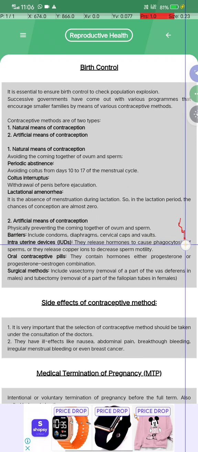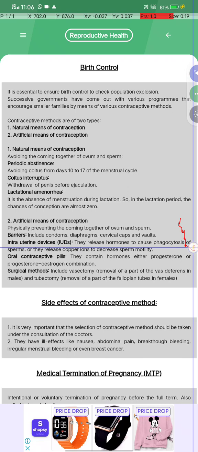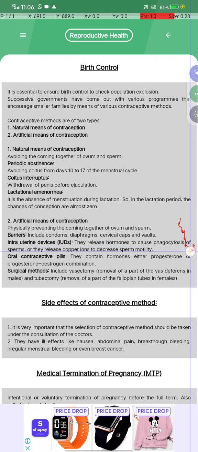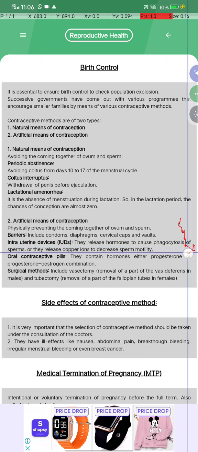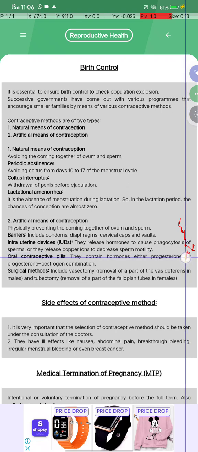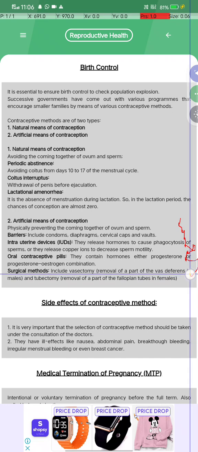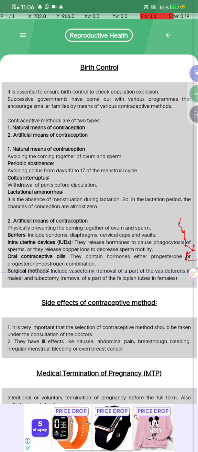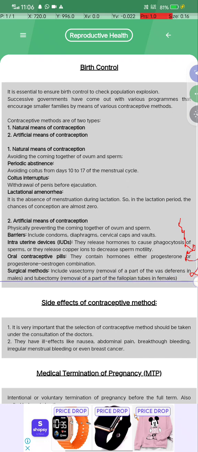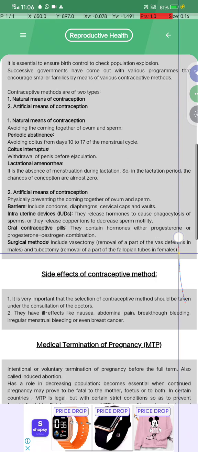Artificial means of contraception physically prevent the coming together of ovum and sperm. Barriers include condoms, diaphragms, cervical caps and vaults. Intrauterine devices, IUDs, release hormones to increase phagocytosis of sperm, or they release copper ions to decrease sperm motility. The oral contraceptive pills contain hormones, either progesterone or a progesterone-estrogen combination. Surgical methods include vasectomy, removal of a part of the vas deferens in males, and tubectomy, removal of parts of the fallopian tubes in females.